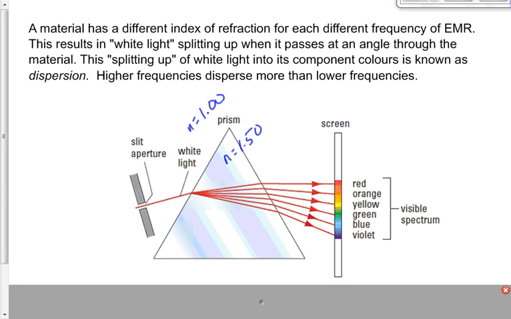Right here we've got white light. White light consists of all the colors of the rainbow. It's all of them together. That's the light that's coming from the sun. Red, orange, yellow, green, blue, indigo, and violet. It's all together. It just kind of looks whitish, yellowish when we see it combined.